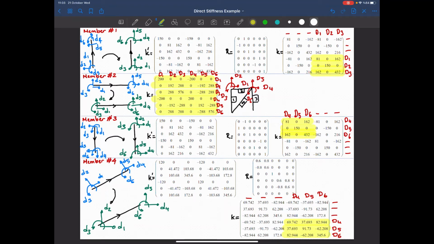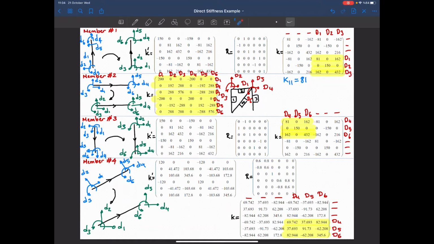Okay. Now, how do we do the assembly? So let me just write it here. I'm trying to calculate global K11. Okay. That's equal to... I'm giving a unit displacement in the D1 direction. How much resistance will I get from the first member? That will be 81. So we got 81 coming from the first member.